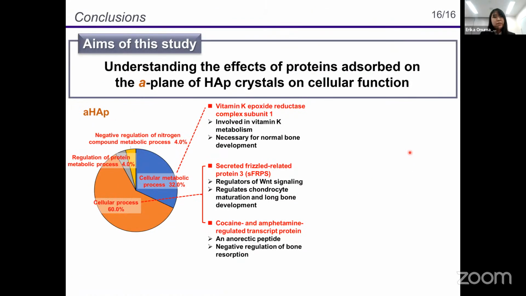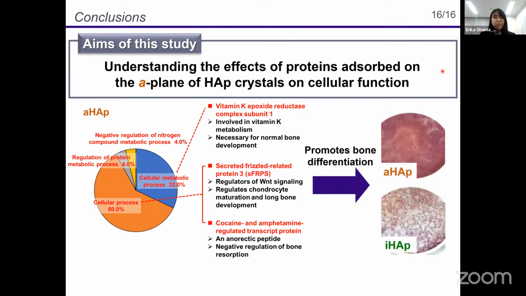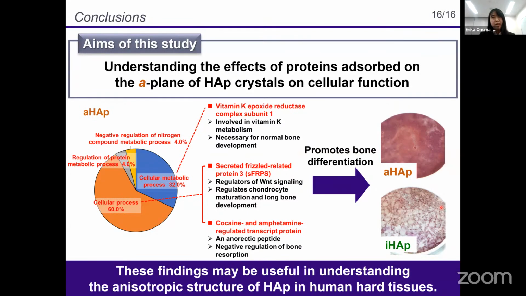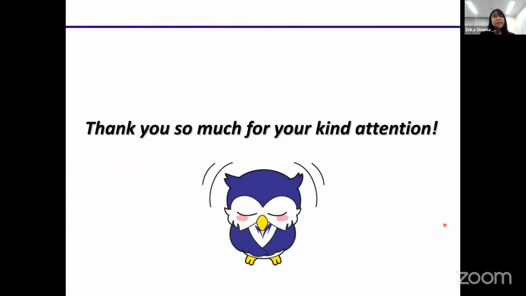Conclusion. The aim of this study was understanding the effect of protein absorbed on the A-plane of HAP crystals on cell function. We were able to investigate the cause of HAP's high ability to promote bone differentiation by 2D phase and mass spectrometry analysis. These findings may be useful in understanding the anisotropic structure of HAP in human hard tissues. Thank you so much for your kind attention.